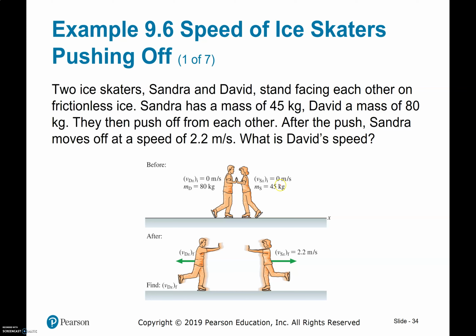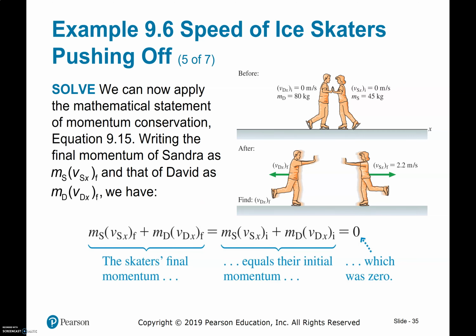We have these two students, Sandra and David. They push off each other, and then we want to find the final velocities. We know that initially they have zero velocities. She's 45 kilograms, he's 80 kilograms. And then finally, she's moving at 2.2 meters per second to the right, and we want to know the velocity of David. So all we need to do is write the conservation of momentum.